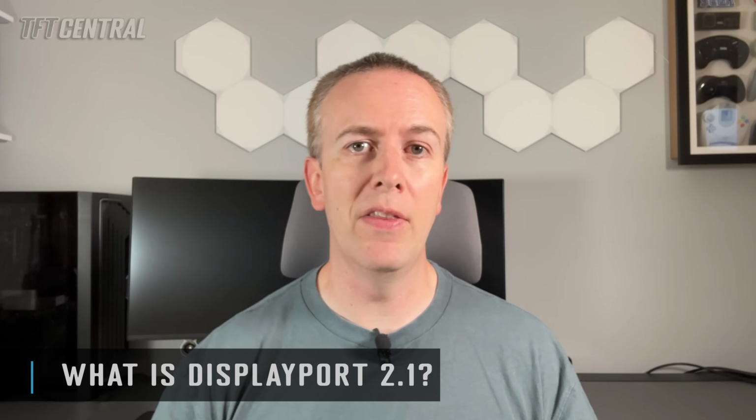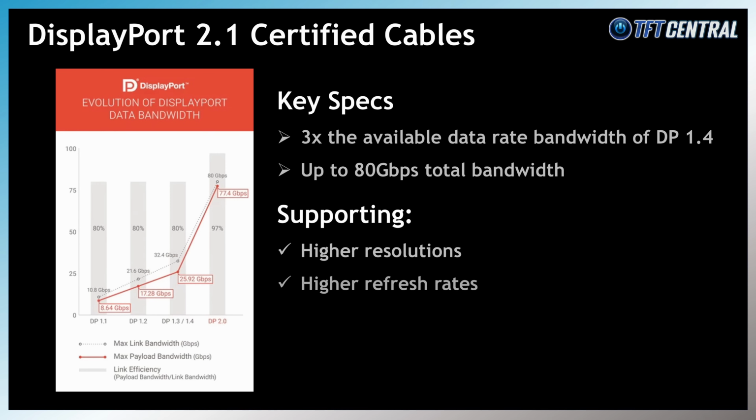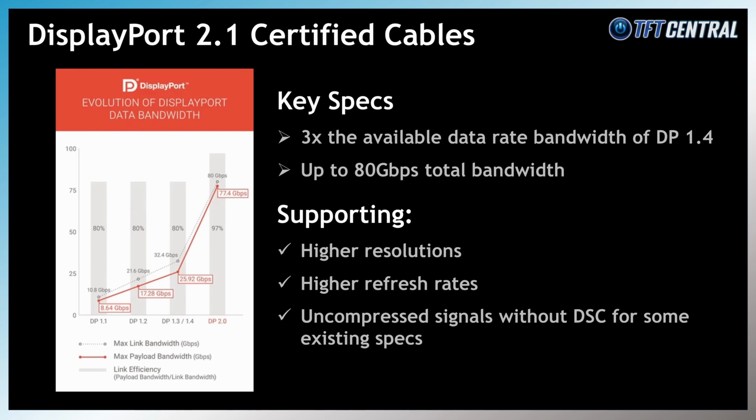In case you've not heard about this new connection type, the marketing promotion will tell you that it offers 3 times the bandwidth of the previous DisplayPort 1.4 generation, up to a whopping 80 gigabits per second in fact. The key benefit of this higher bandwidth is that it opens the door for higher resolutions and refresh rates, as well as potentially uncompressed signals and images in some cases, where you don't need to then rely on display stream compression. That gets a bit of a bad rap actually from some users. That's the theory anyway, but the reality isn't necessarily what you'd expect.